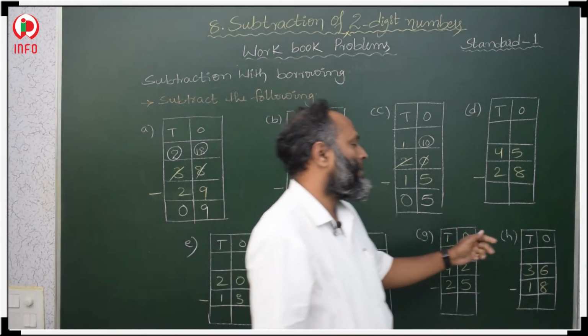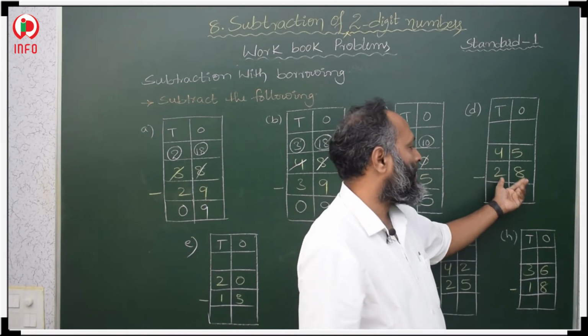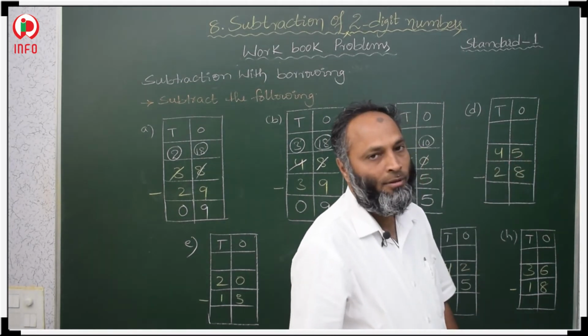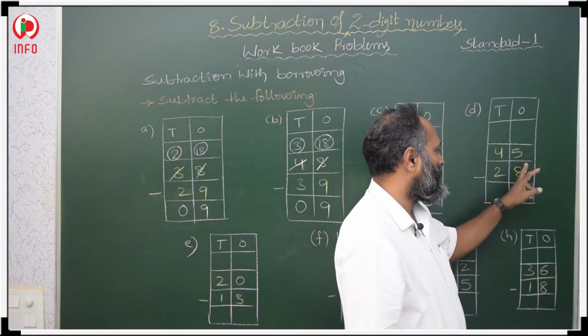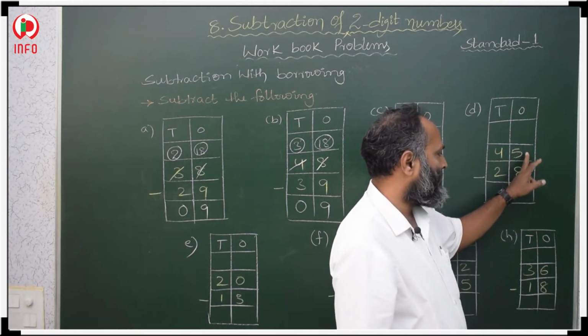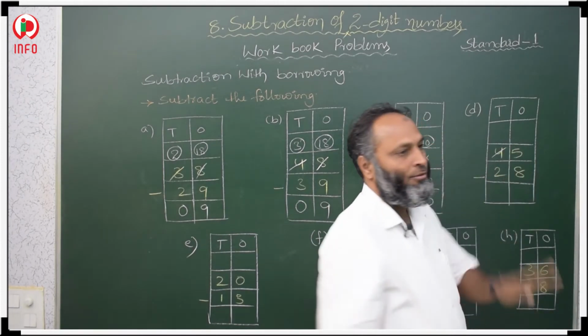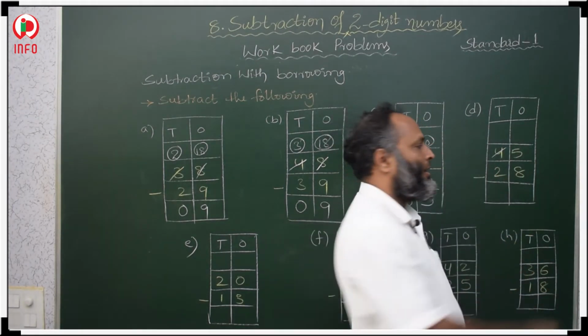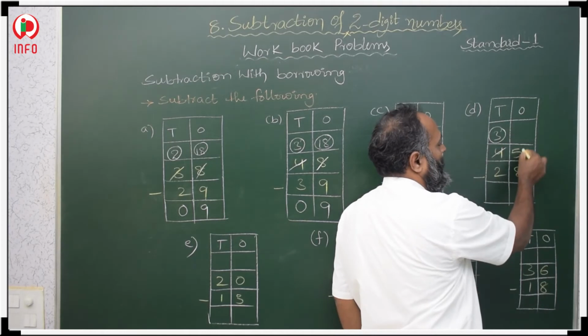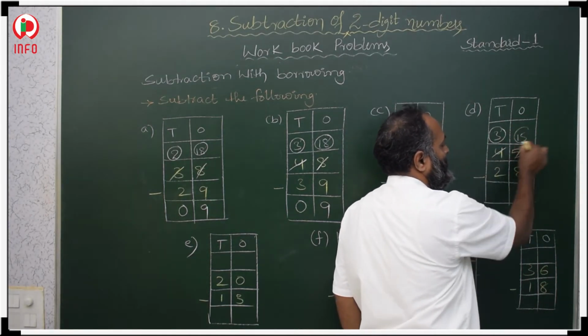Okay. The next question. 28 is subtracted from 45. So first, the ones place, 5 and 8. 5 is less than 8, so you take 1 ten to borrow. So out of 4 tens, if you borrow 1 ten, then 3 tens are left. Here 10 plus 5, you will get 15.